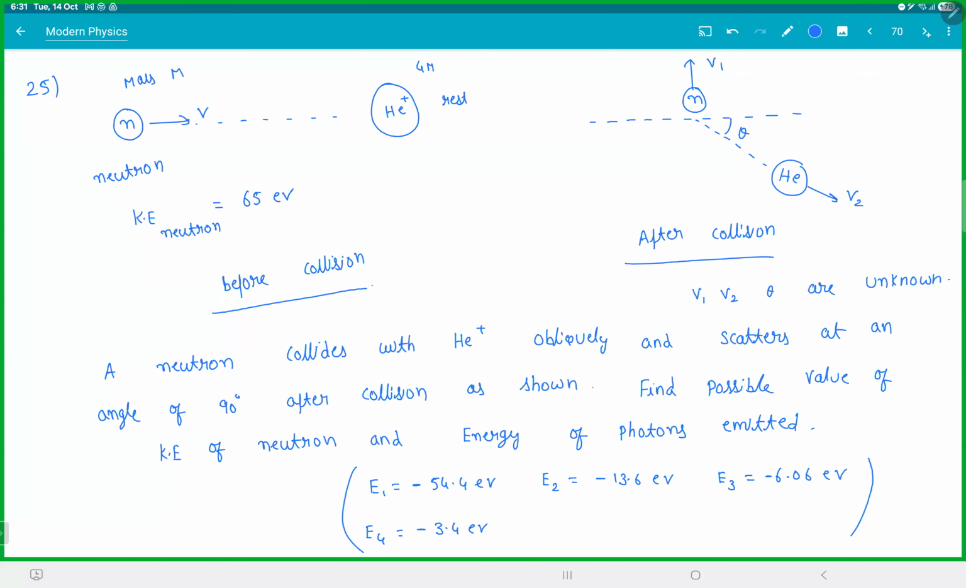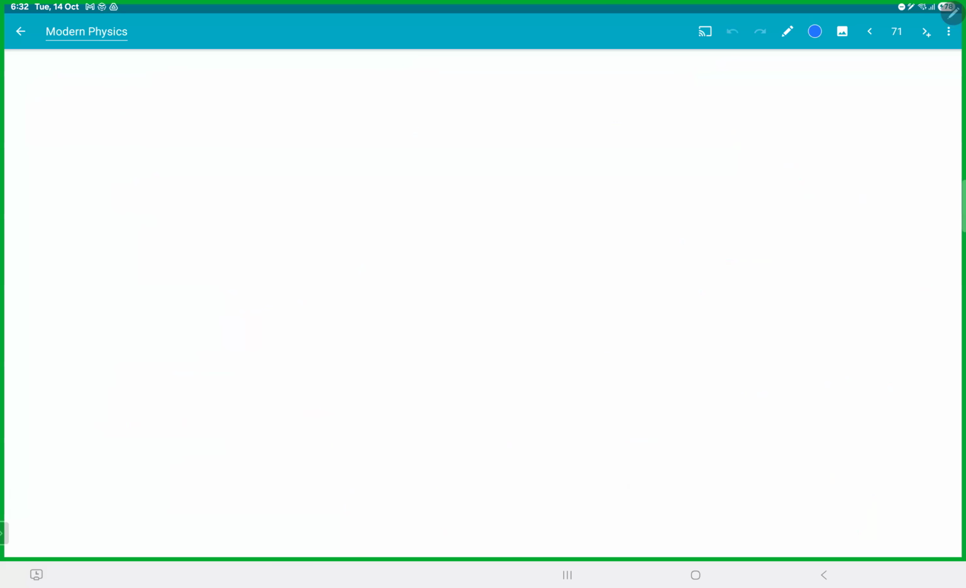Let's see. Right, Advait. So from there, how will you proceed? So we have the neutron going with speed v. So we have the helium, which is at rest. After collision, this guy has gone to v1, and this guy has gone. I'll do one thing. I'll just write it as masses, m and 4m.